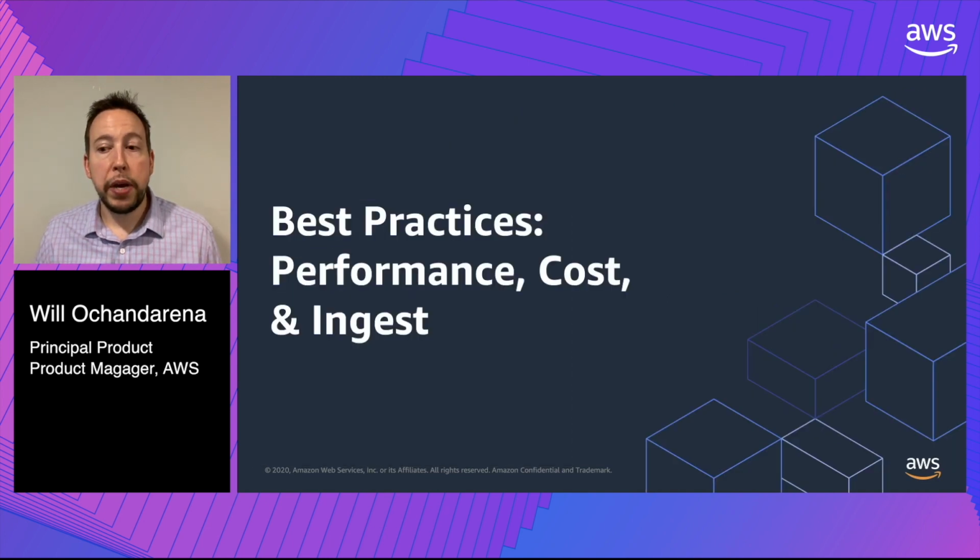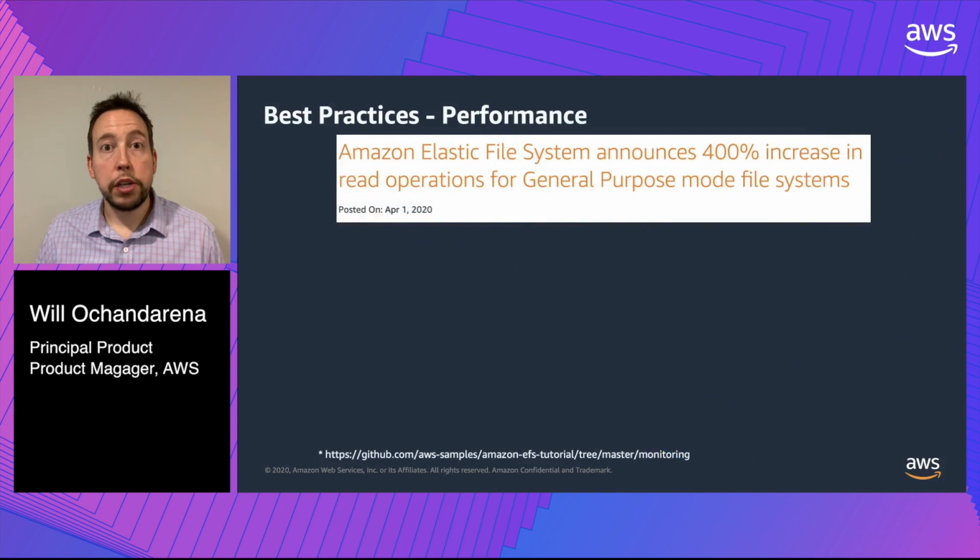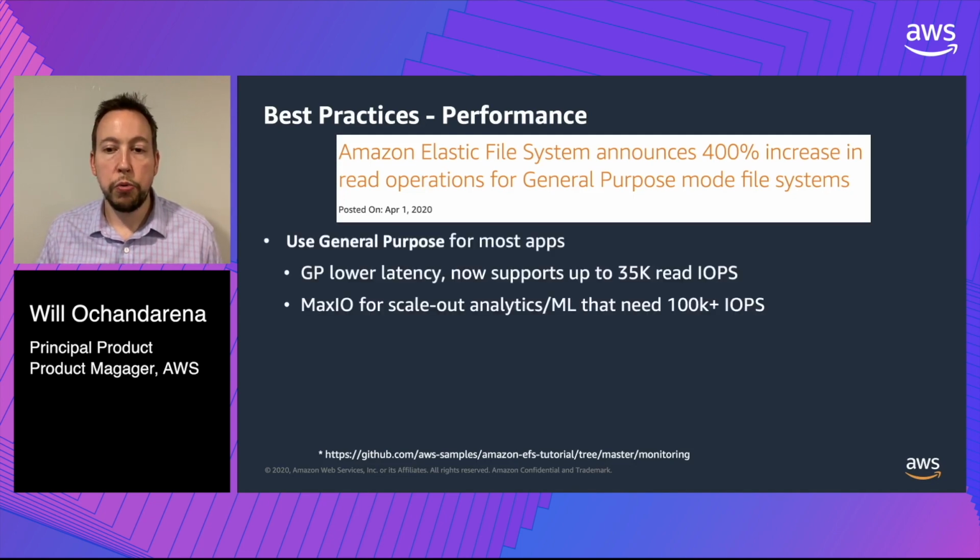So now let's wrap up by looking at some other best practices around performance, cost, and ingesting your data. Let's start with performance. In case you missed it, recently we at EFS announced a significant increase to file system operations per second, or IOPS. So we announced a 400% increase in read operations on general purpose mode file systems, which is a huge improvement to what it was before.